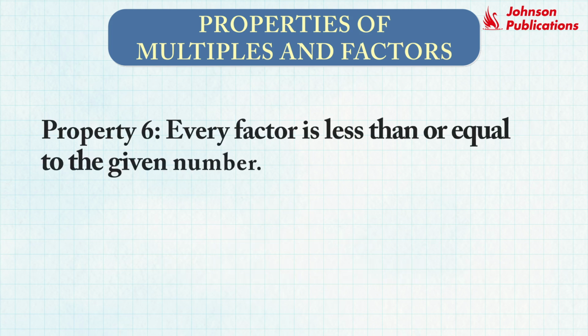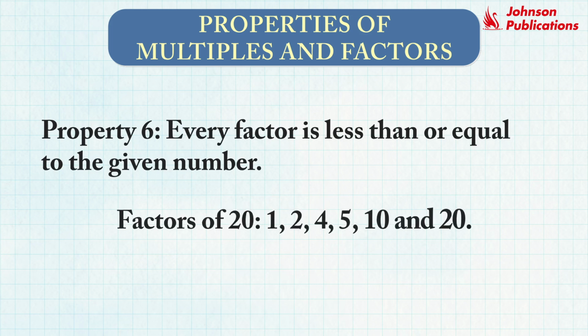Property 6. Every factor is less than or equal to the given number. For example, the factors of 20 are 1, 2, 4, 5, 10 and 20.